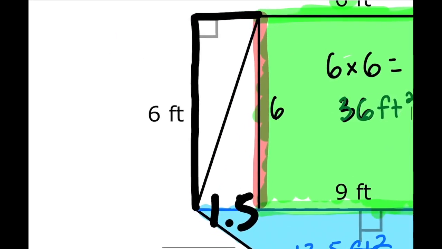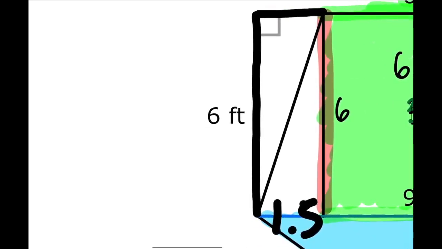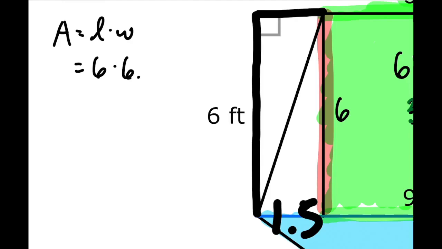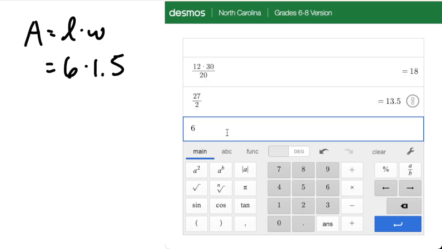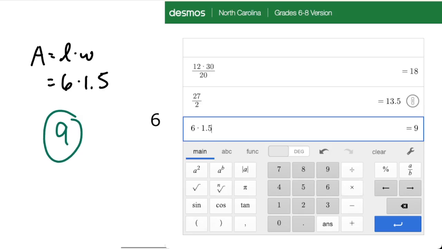And if I just focus on this rectangle here, I see that the area is going to be length times width. Let's call the length 6. Let's call the width 1.5. And let's just use Desmos to multiply that out. 6 times 1.5 gives us 9. So that is 9. So is my final answer 9?